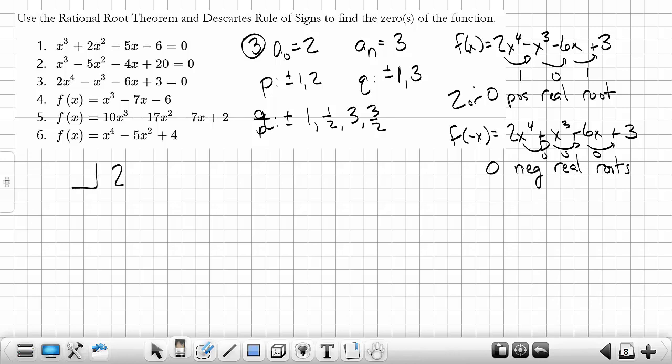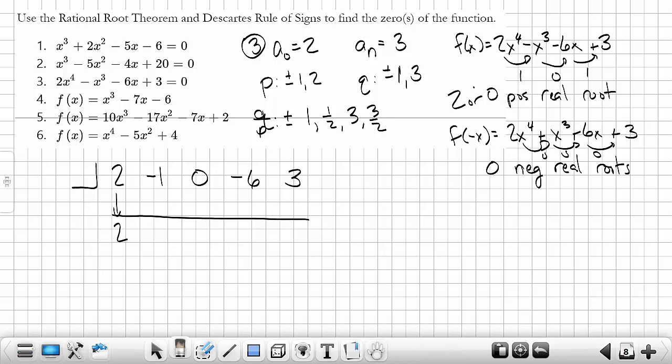So I've got 2, negative 1. I've got to put my placeholder for synthetic division. Negative 6, 3. So I have 2x to the 4th minus 1x cubed plus 0x squared minus 6x plus 3. So my options are 1, 1/2, 3, or 3 halves. Let's go with 3 halves.